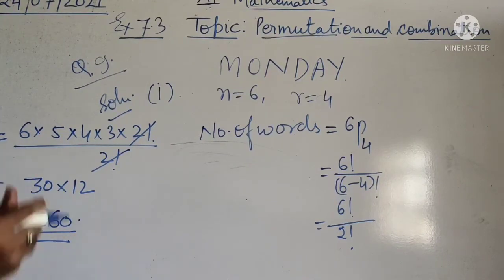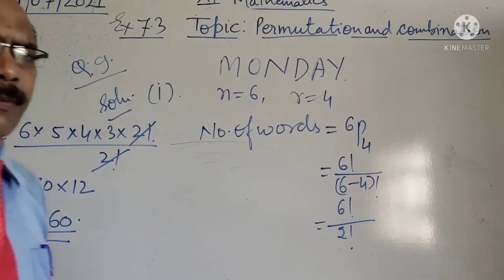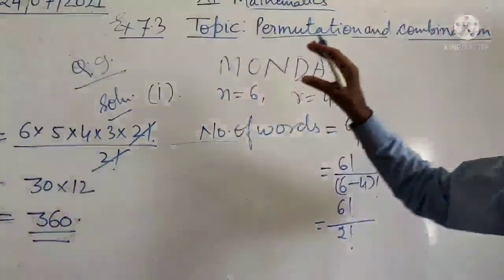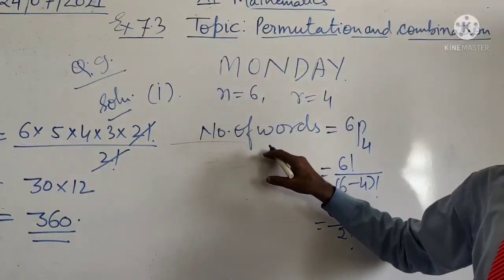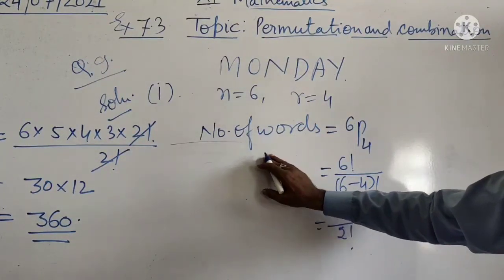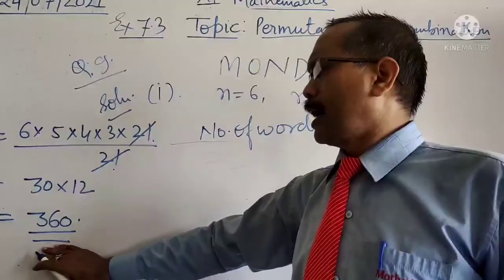So when we take 6 letters from the word MONDAY and take 4 letters at a time, then the number of words is 360.